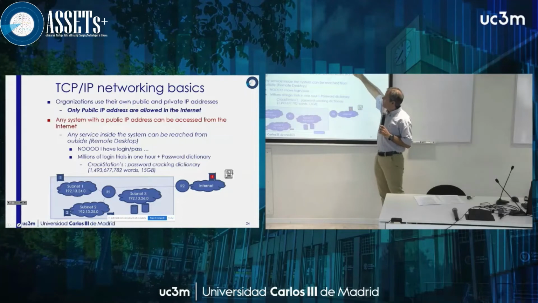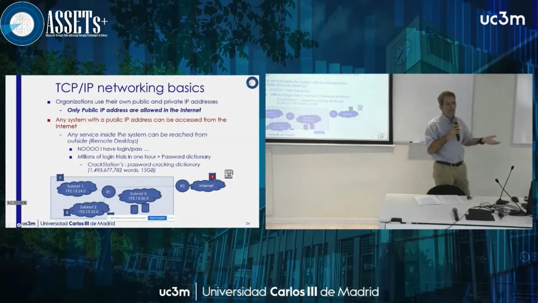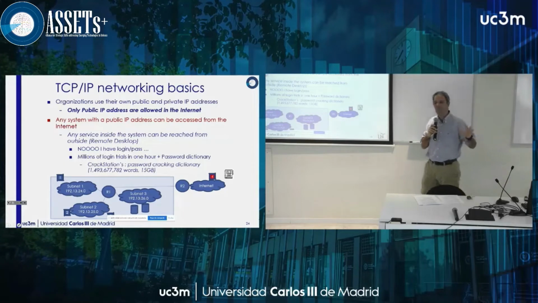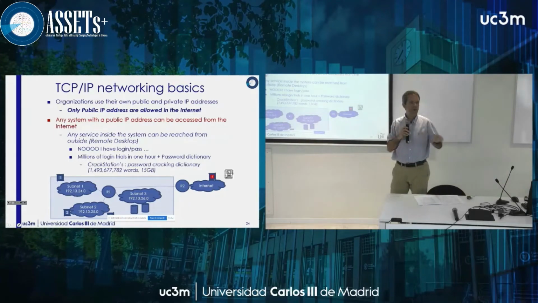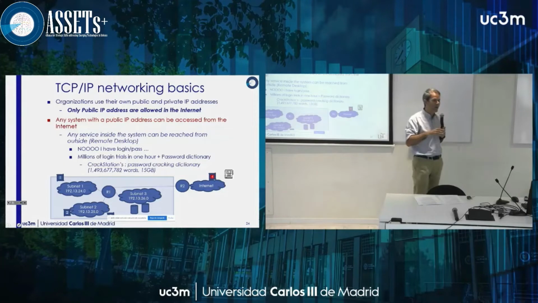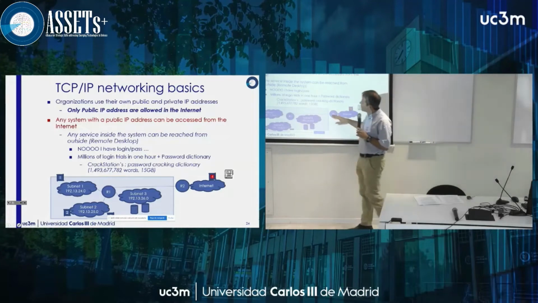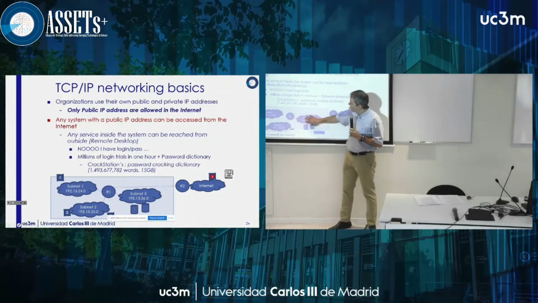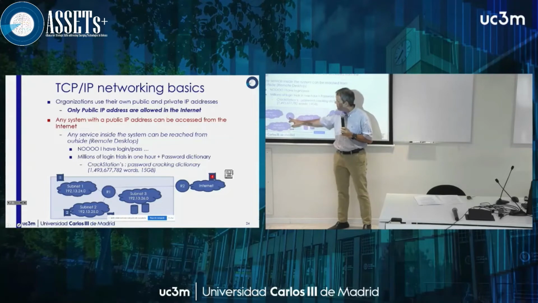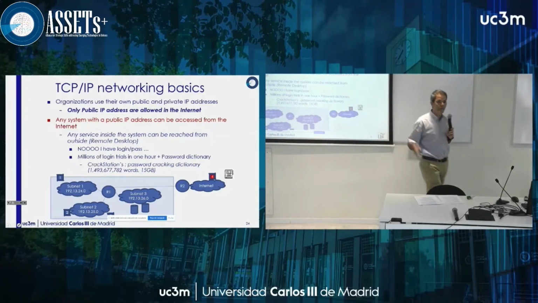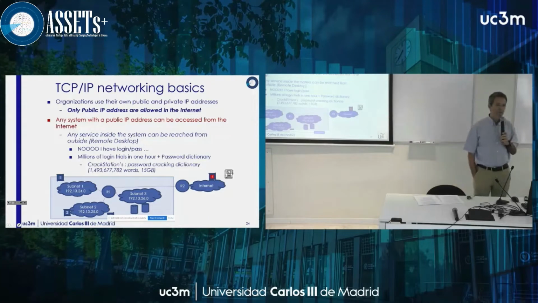Okay, organizations use public and private IP addresses. A public IP address is an IP address that can be used in the internet. Private IP addresses cannot be used in the internet, only in the local routers. So, okay, a company usually has several subnets and a private router that is connected to the router of the rest of the world, of the rest of the subnets that belong to the internet.